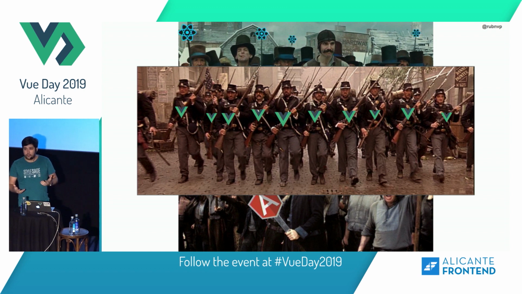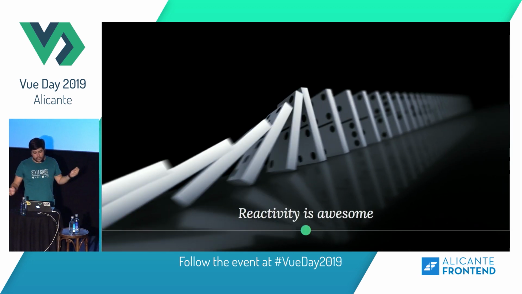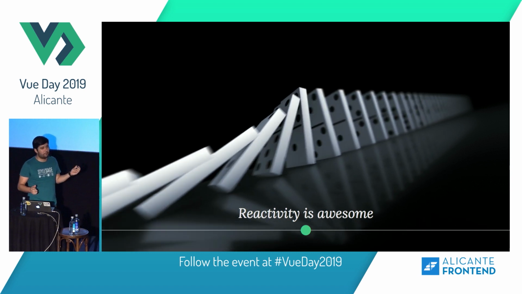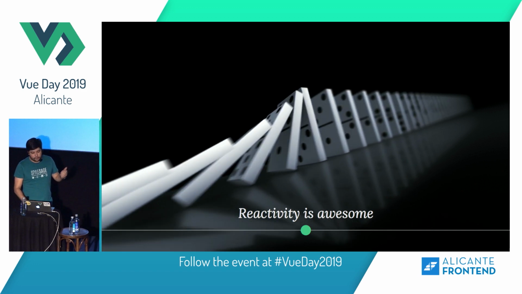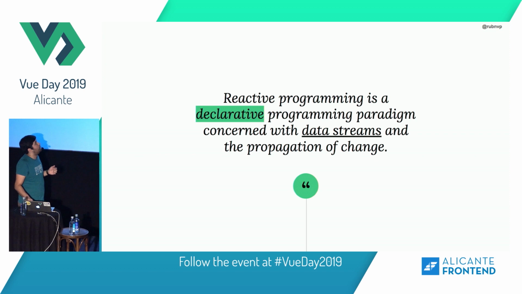And one of the main reasons that made us fall in love with Vue was the reactivity system that was implemented deep inside the library. Like all the library, it's around the reactivity. And yeah, as you may know, reactivity is awesome. But what is exactly reactivity or reactive? If we go to the definition, we find that reactive programming is a declarative programming paradigm concerned with data streams and the propagation of change. So everything is clear?